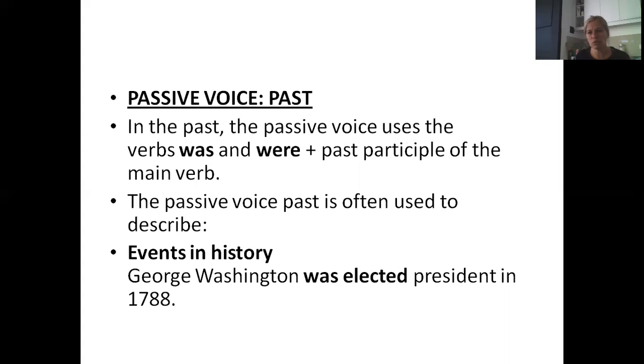Well, then you will have to complete an activity in the passive voice. Well, if you have any doubts, you can write, yes?